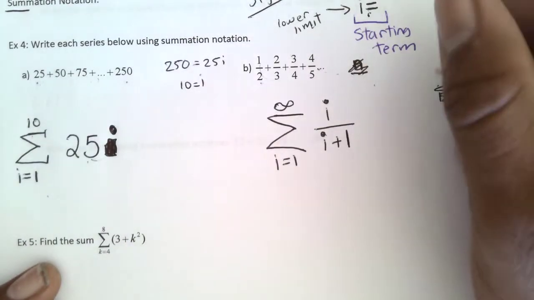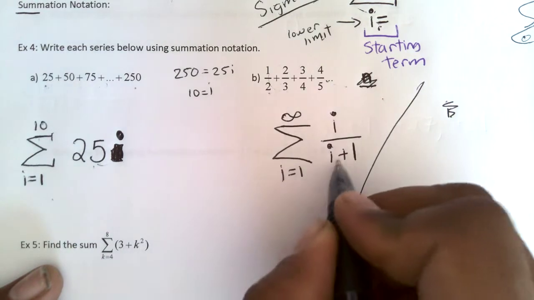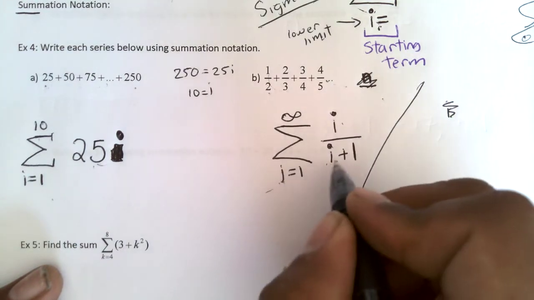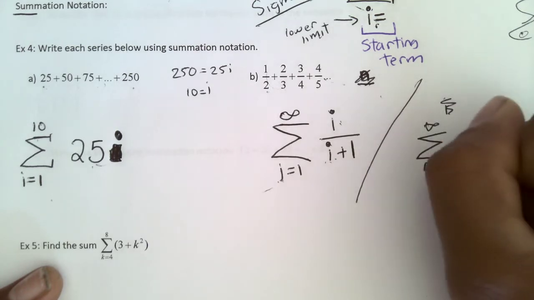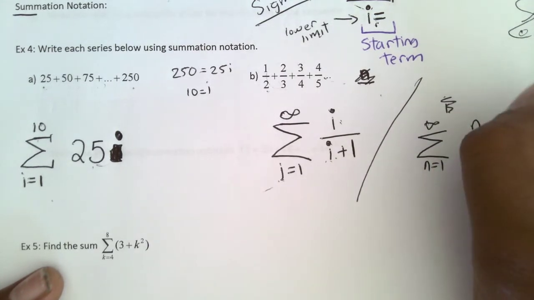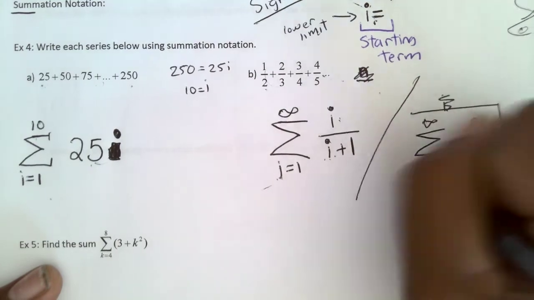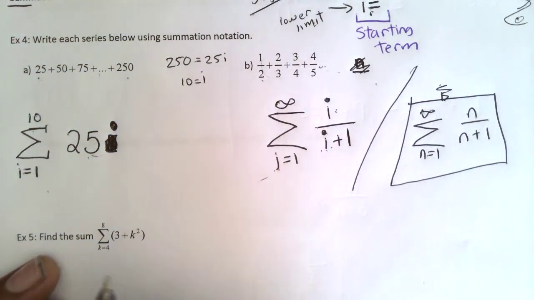Again, we could use any variable here. You generally want these two to match, so whatever variable you use here. So if I wanted to use n equals 1 here, I would just call it like this. Either way works.